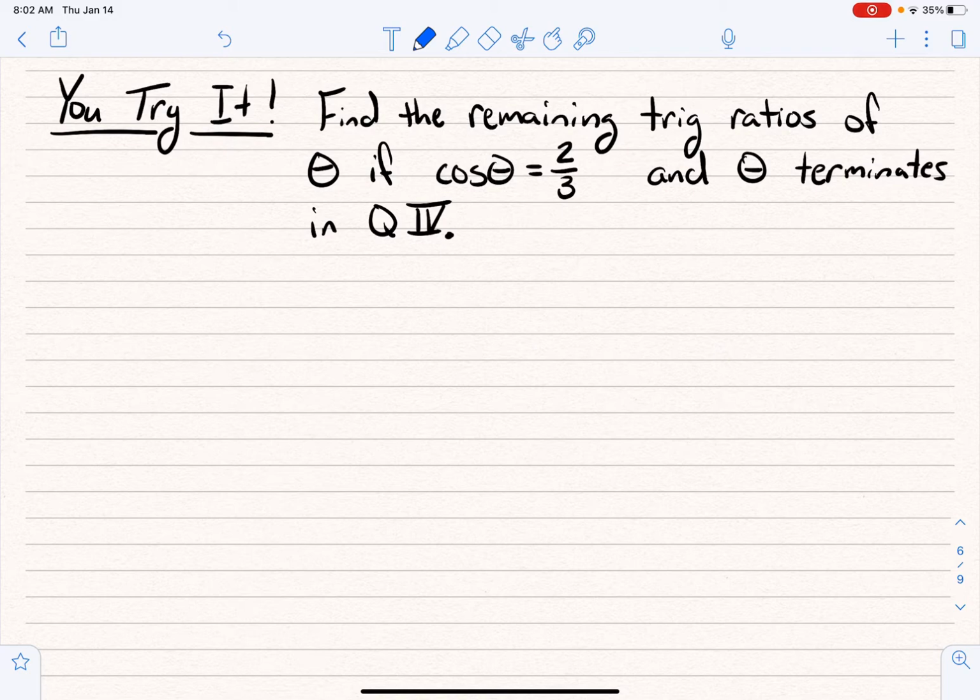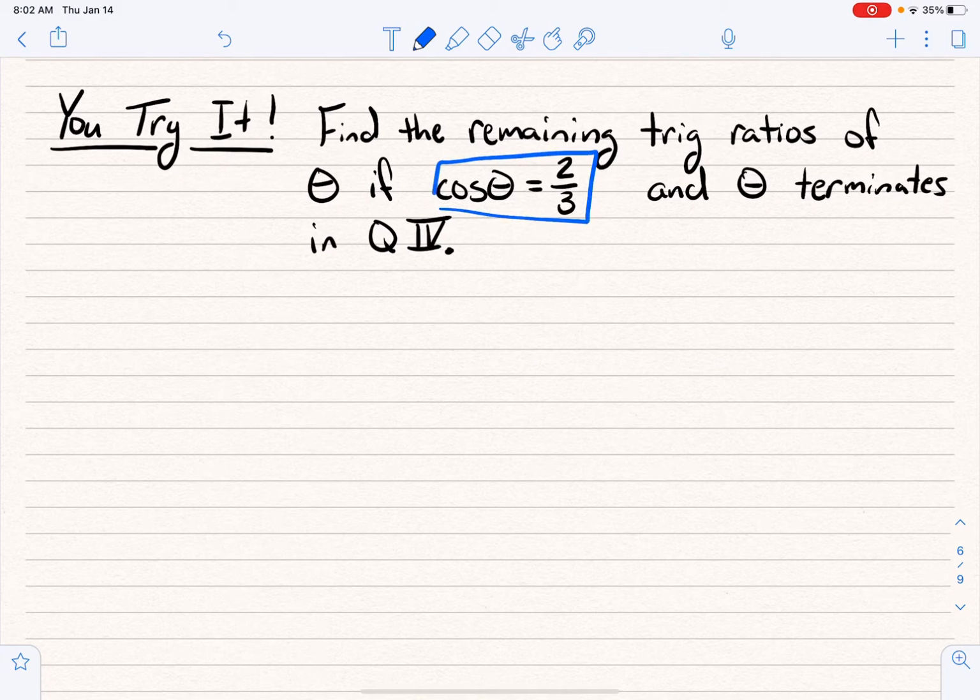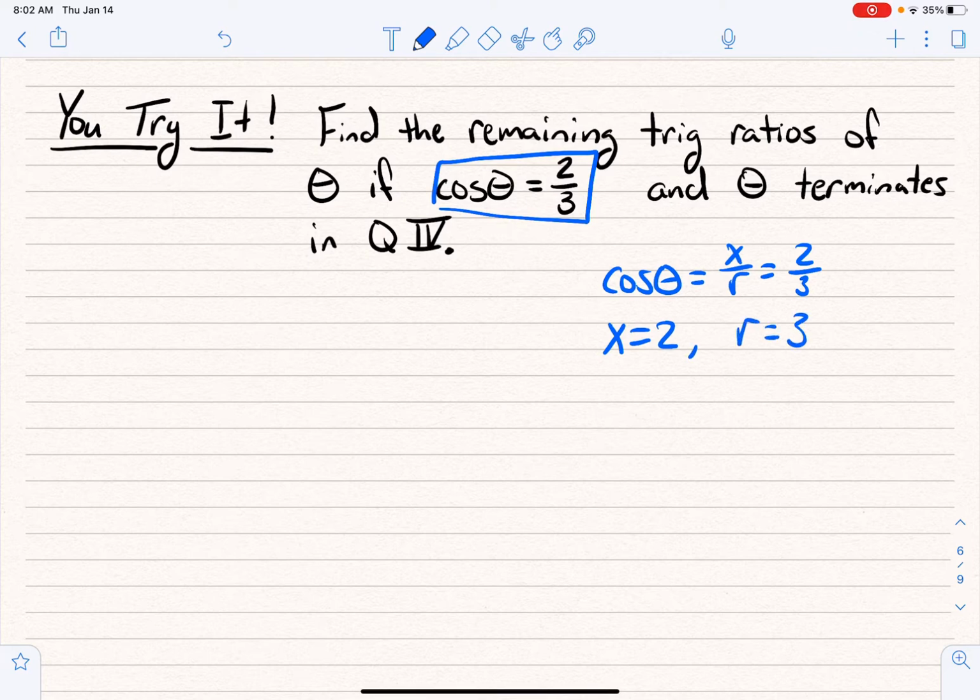All right. Hopefully you got it figured out. I think that this one is doable. Okay, we start with the idea that cosine theta is 2/3. And we think about, well, what does that mean? Well, we know that cosine theta is the ratio x over r. So if that's equal to 2/3, then basically x is equal to 2 when r is 3. Okay, that's the relative ratio of each other.